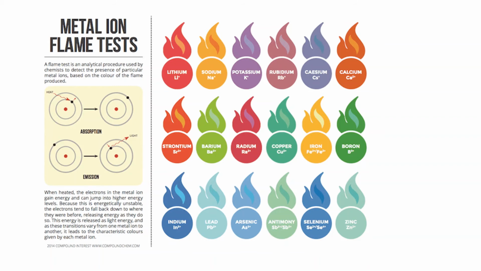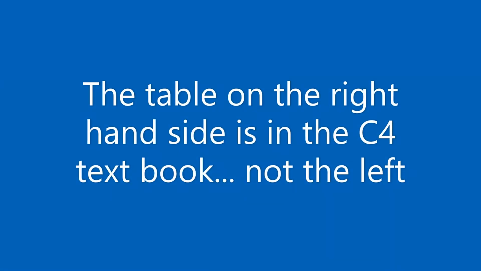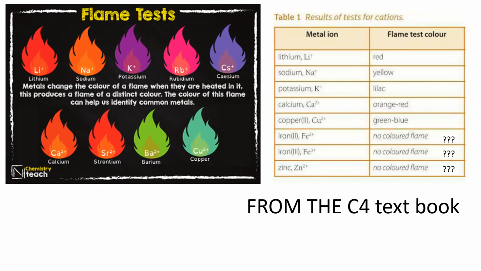Right, so these are the flame tests, and you see the colors. This is from the C4 book OCR. So you only need to know lithium, sodium, potassium, calcium, and copper. For iron 2, iron 3 and zinc, there are no colored flame, meaning that there is no change. So the only distinctive colors are groups 1 and 2, and one of the transition metals, and that one is copper.